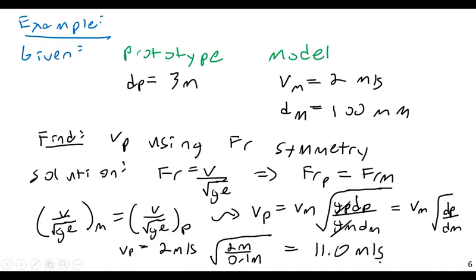So in other words, I am saying that a system or a model that is 100 millimeters wide and has a velocity of 2 meters per second is experimentally equivalent to an object that is 3 meters wide and has a velocity of 11 meters per second if I'm using fluid symmetry to describe the problem.